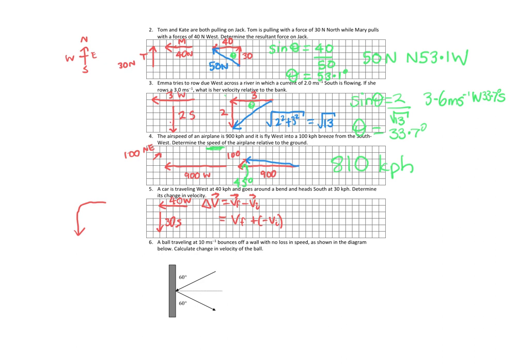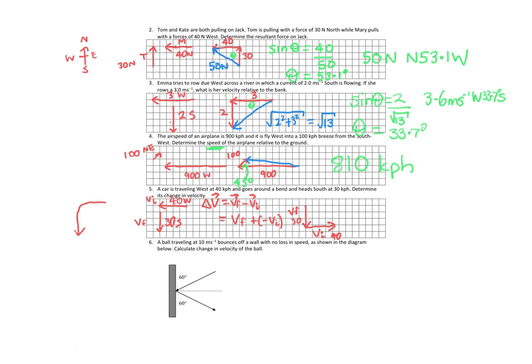So I am going to start off with a VF and draw that in. Let's label this diagram here. That was VF. That was VI up there. So VF, and then I am going to add on minus VI. So I'm going to go 40 in the opposite direction. So we've got a 30 and we've got a 40.